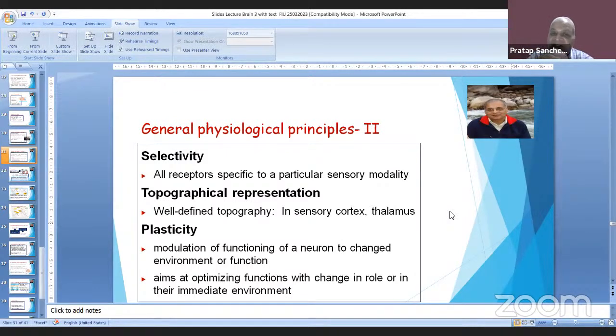The next important principle is plasticity. Like plastic, you can stretch it. It is a modulation of the functioning of a neuron as per environmental change. If a neuron which is there for touch can be changed into another one, perhaps science is working on this: can we change one function to another function? Can a normal cell be converted into neurons? It aims at optimizing the functions with the change in the role or in the immediate environment. So this is the word plasticity, one of the important assets given to us by nature.